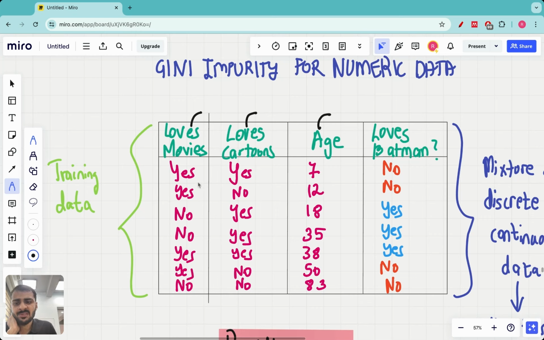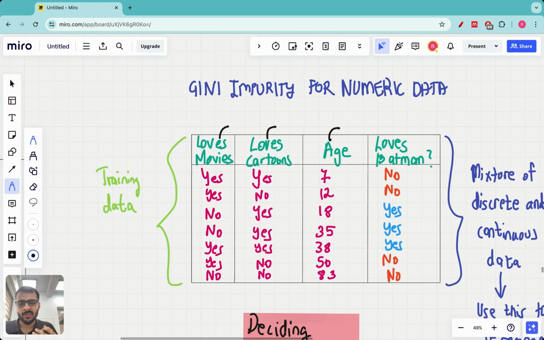In loves movies, the responses of the people are either yes or no. In loves cartoons, it's either they love cartoons or they do not love cartoons. And then we have noted down their age. And then we have also asked these people, do you love Batman or not? And then we have noted down whether their answer is no or yes. This is the training data which is available to us.